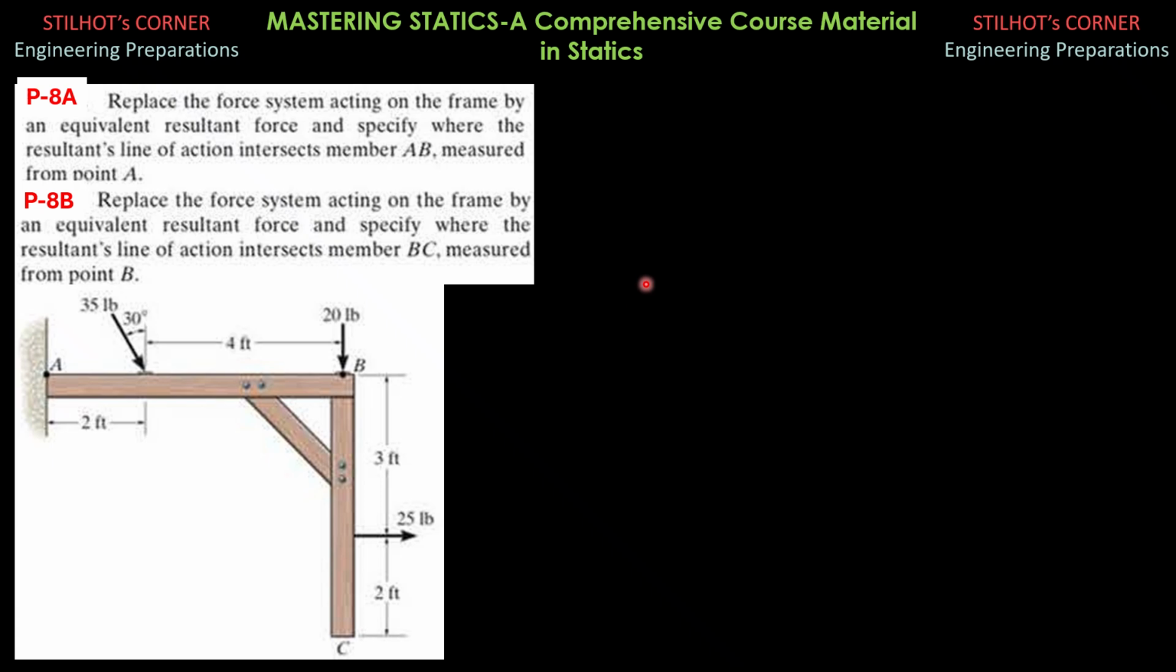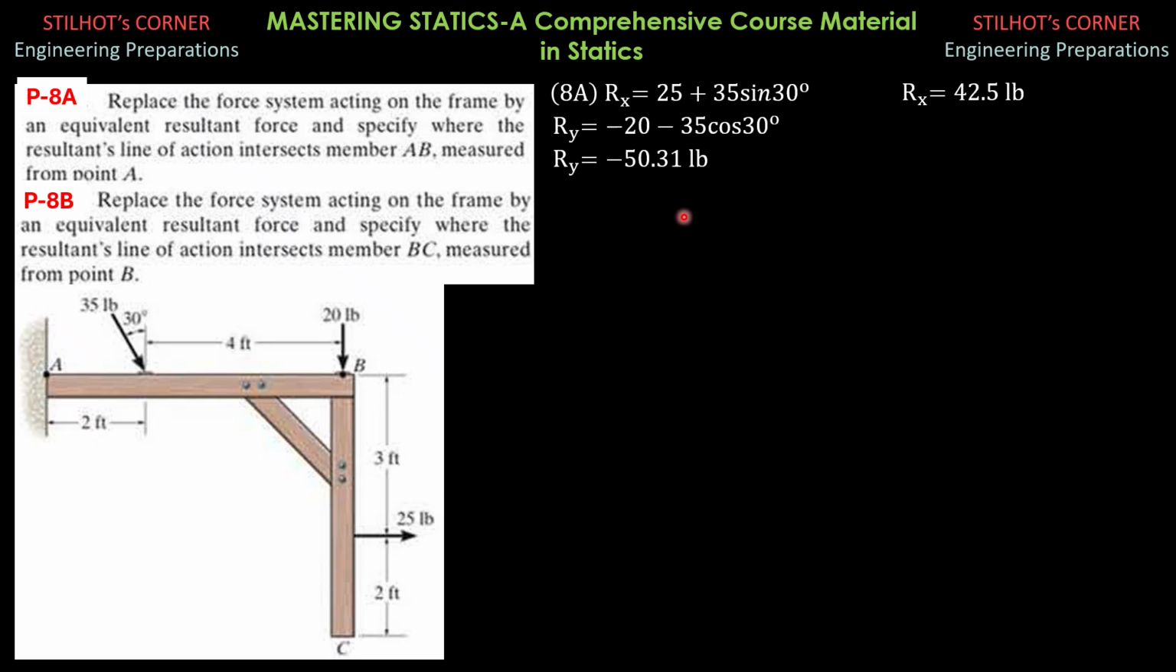and we cannot do that for the couple. So for part A, Rx is 25 plus 35 sine of 35. So Rx is equal to 42.5 pounds rightward. Ry is negative 20 and negative 35 cosine of 30 degrees. So R sub y is negative, it's downward, and it is equal to negative 50.31 pounds. Therefore, the resultant is in vector form 42.5i minus 50.31j pounds. So that's the resultant force for the moment about A.